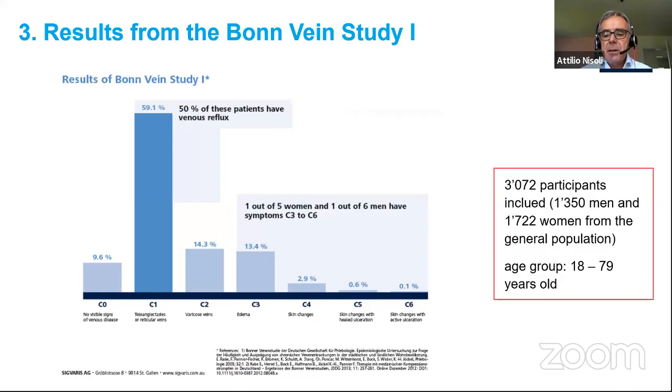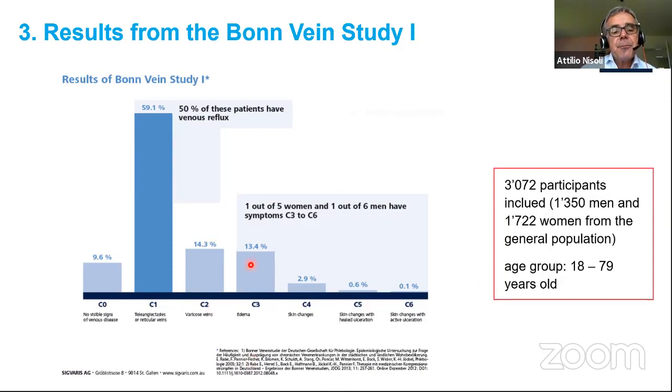I'd like to come back to the results from the Bonn Vein Study. As you know, this was conducted in 2002 in Bonn and the surroundings of Bonn in Germany. There were 3,072 participants, mixed men and women from the general population, and they were investigating the age group between 18 and 79 years.